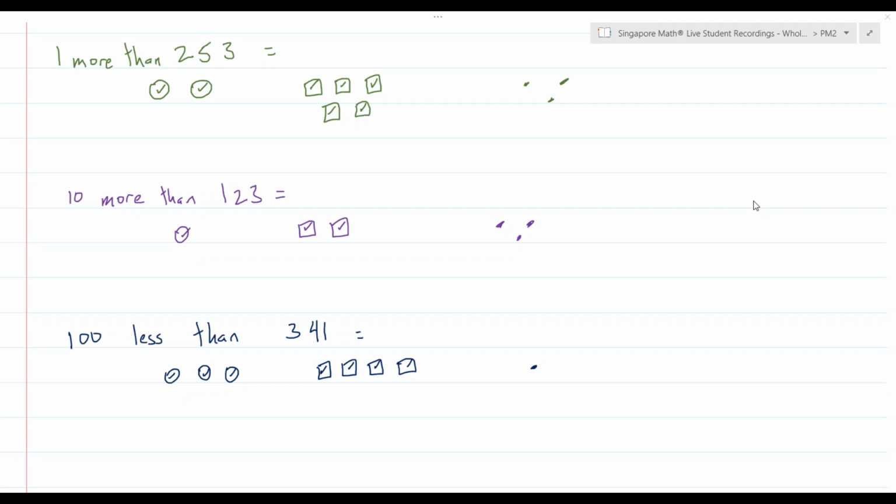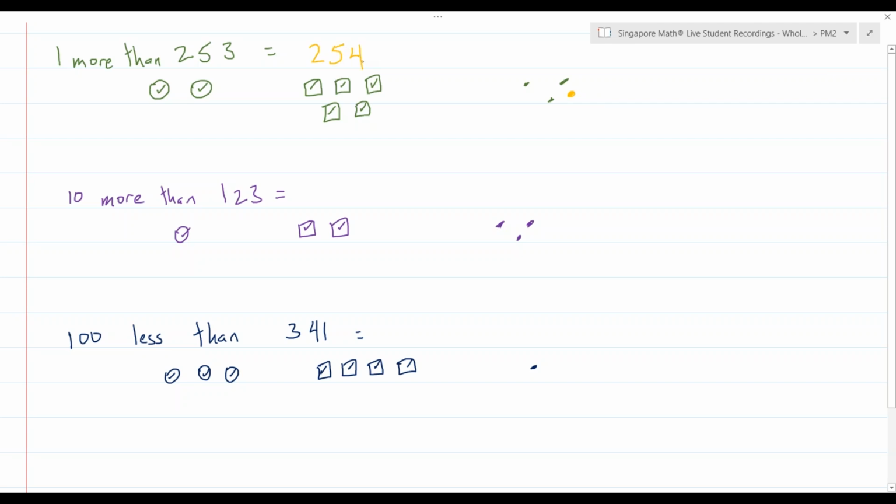The picture starts with 2 hundreds, 5 tens, 3 ones, and if we're going to have 1 more than that, we would add another 1 in the 1 spot. That's 1 more. What number does that give us? Well, we still have 200, we still have 5 tens, but now we have 4 ones. So 1 more than 253 is 254.